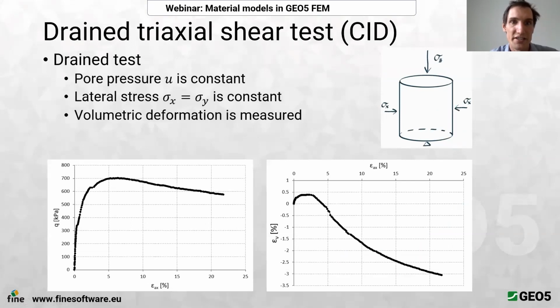Then we have a drained triaxial shear test. We sometimes use the abbreviation CID, which stands for isotropically consolidated drained with volumetric strain measurement. And again, these are some real data from this test. You can see that there is some softening and there was compression at the beginning and then some dilatation in this softening part. Because we measure the volumetric strain, we can see that the soil is swelling a little bit.